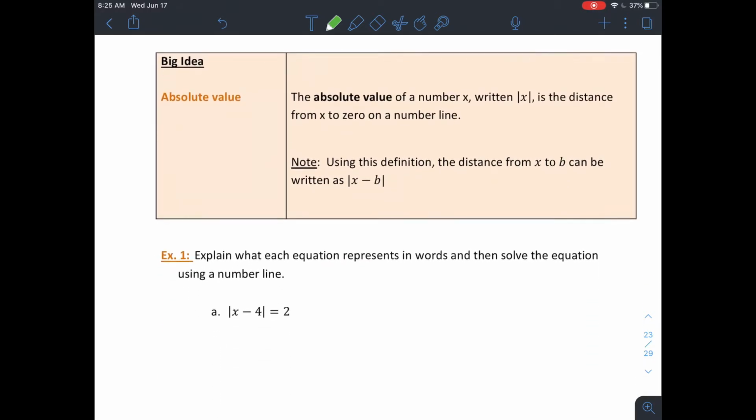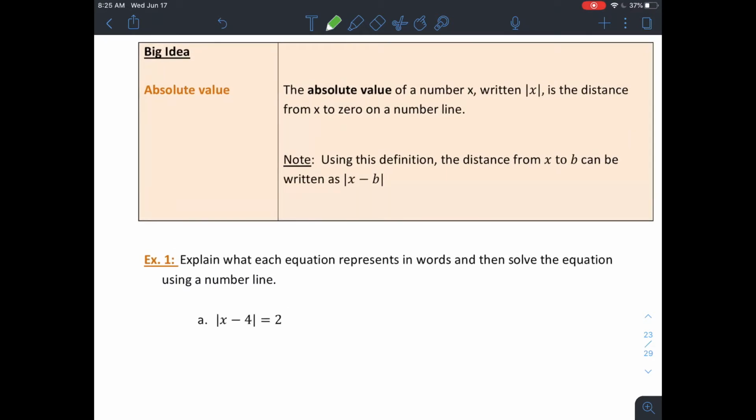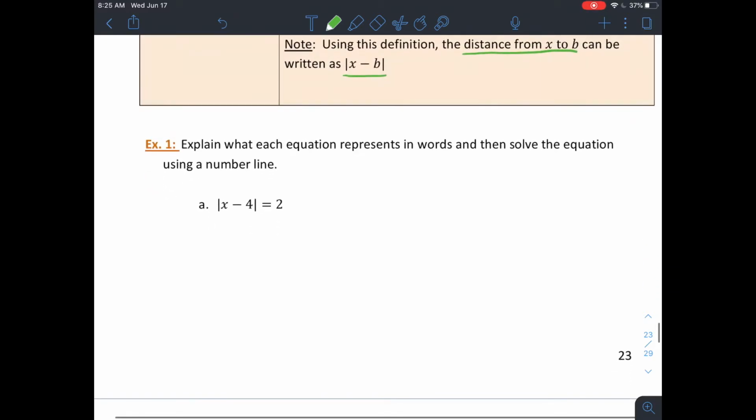That's because the absolute value of a number is the distance from 0 to that number on a number line, or the distance between x and b is the absolute value of x minus b. That's because if you think about how you find the distance between two numbers, you subtract them to see how far apart they are. So if I'm looking at this absolute value equation, it says that the absolute value of x minus 4 equals 2. That means that we're talking about the distance between x and 4 being exactly 2 units.